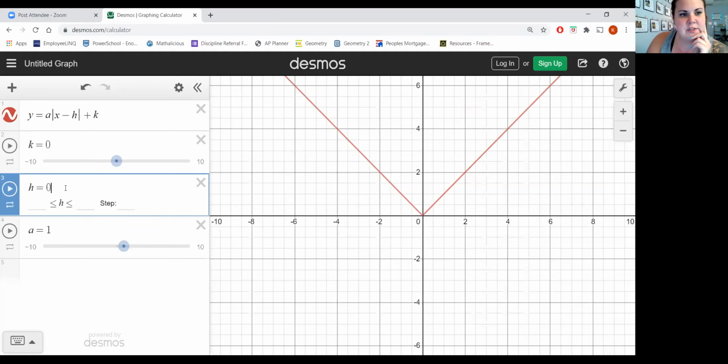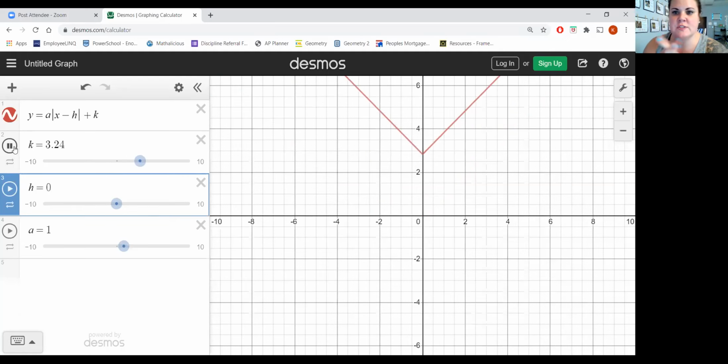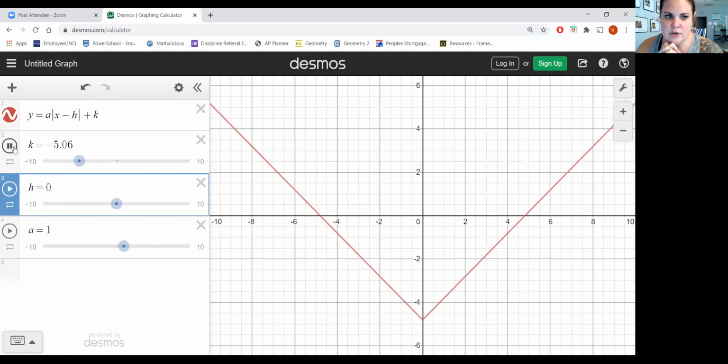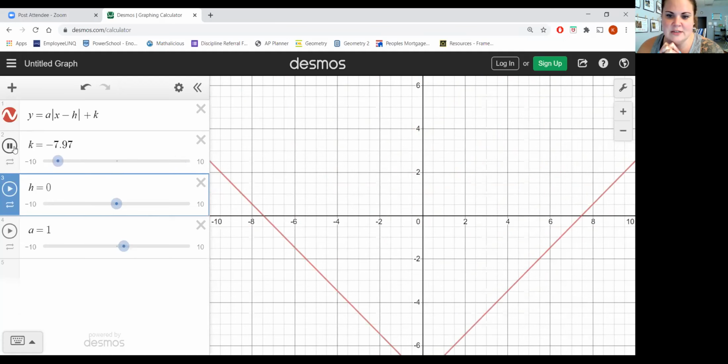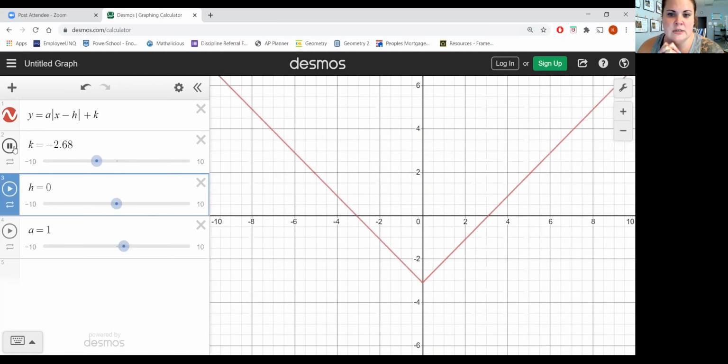So what we're going to do next is go ahead and press play on k just to see what the k value does. The number on the end of the equation moves the graph up and down. And the nice thing about k is that it acts the way we would expect it to act. So you can see those negative values are moving it down. Here's positive k values, they're moving it up.